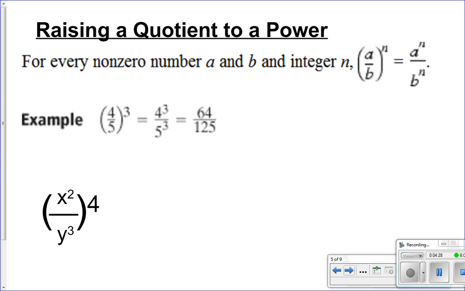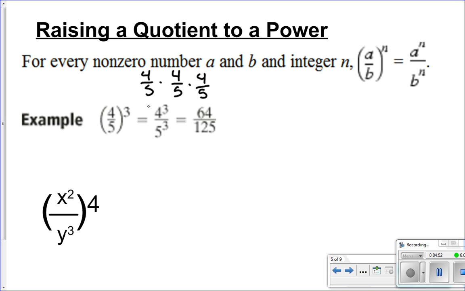Raising a quotient to a power. So we've worked a little bit with this in the previous sections, but in case you're not sure, a simpler way to do it is distributing that exponent to both the numerator and denominator of the fraction. So for example, I have 4/5 raised to the 3rd power. I could rewrite that as 4/5 times 4/5 times 4/5.